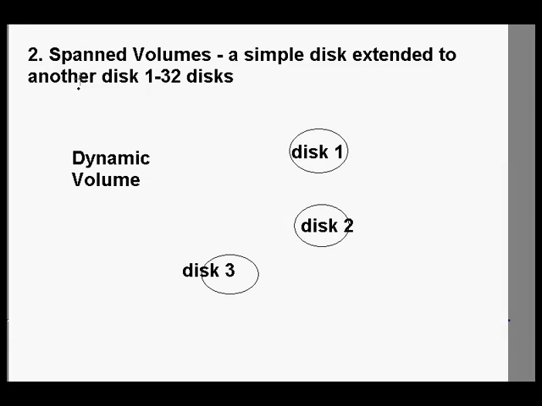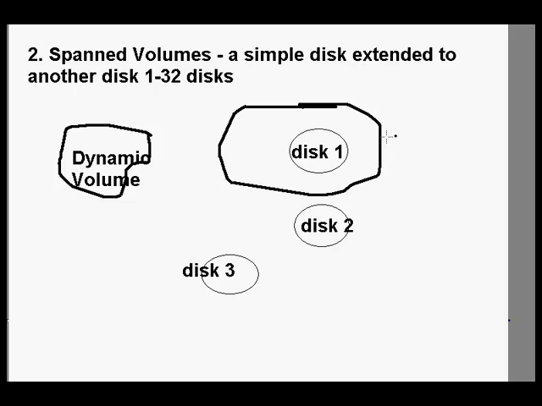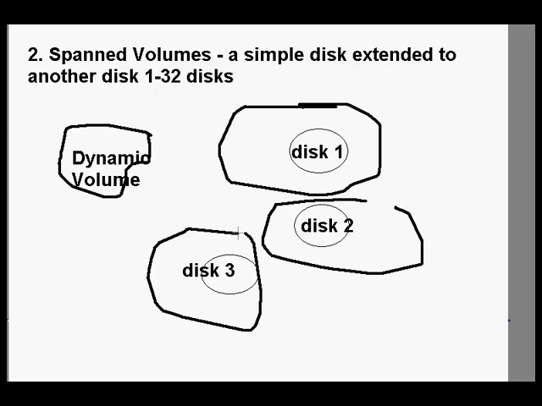Okay, the second one is spanned volumes. Essentially it's a simple volume that's extended to another disk. So we have our basic one that we created earlier, or we can just circle this one. This would have been the first one that we created, disk number 1, and we've extended it to 2 other disks, and this has created our spanned volume this way. So they would all be connected. We can connect either to 1 other disk all the way up to 32 other disks. Windows 2000 gives us that option.